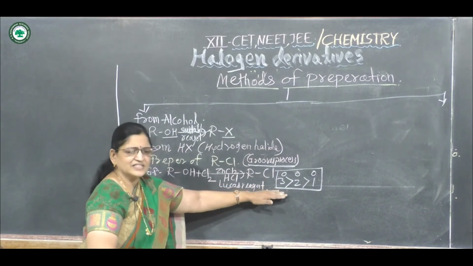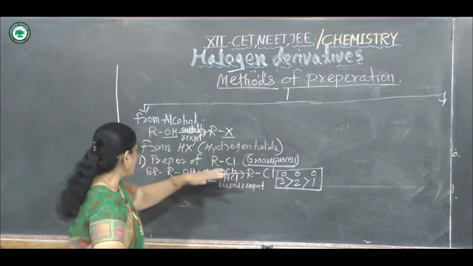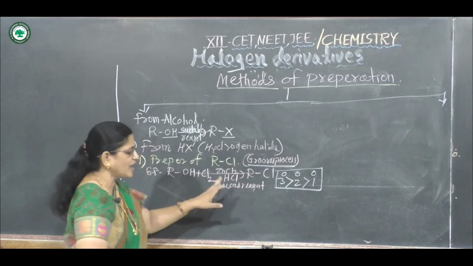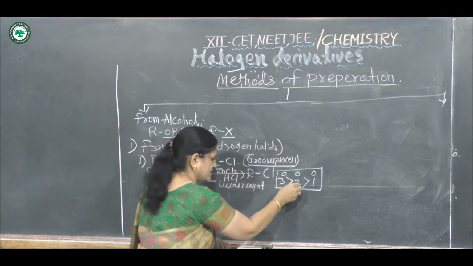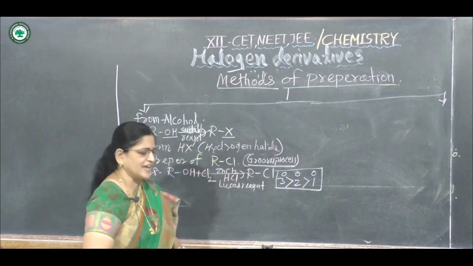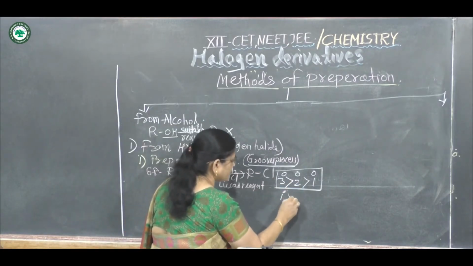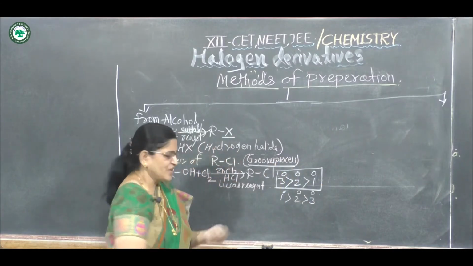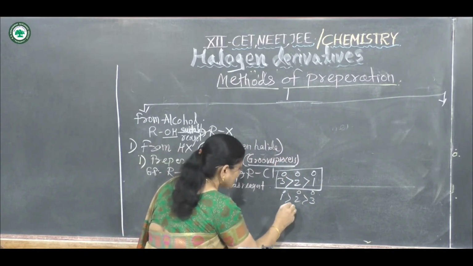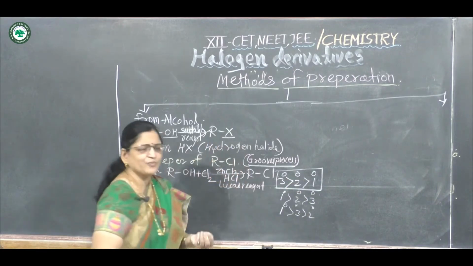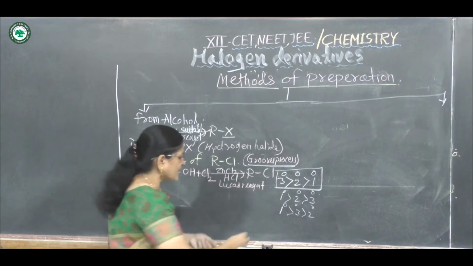Also remember this, it is always asked in exams: the order of reactivity of preparation of alkyl halides from alcohol is dash, dash, dash. One option is tertiary greater than secondary greater than primary. Another option is primary greater than tertiary, and another is primary, tertiary, secondary. In this way there are 4 options. Then which is the correct order?